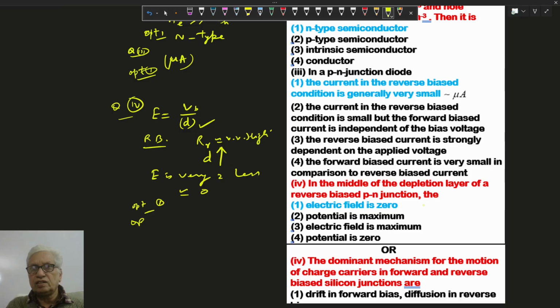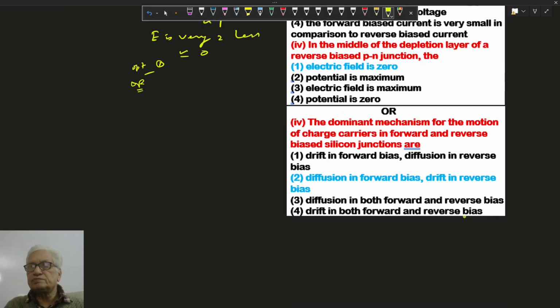Option 1 is correct. Now in forward and reverse biasing, diffusion current dominates in forward biasing and drift current in reverse biasing. In the unbiased condition, both are equal and opposite. So option 2 is correct.